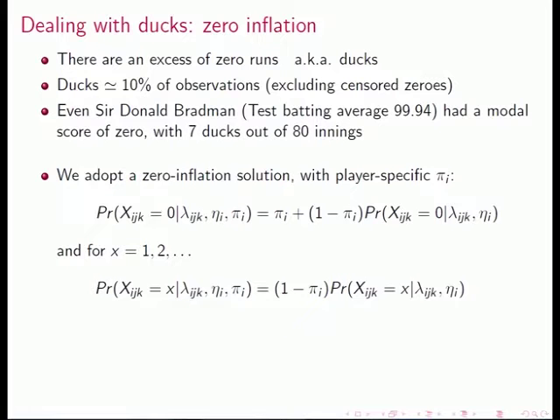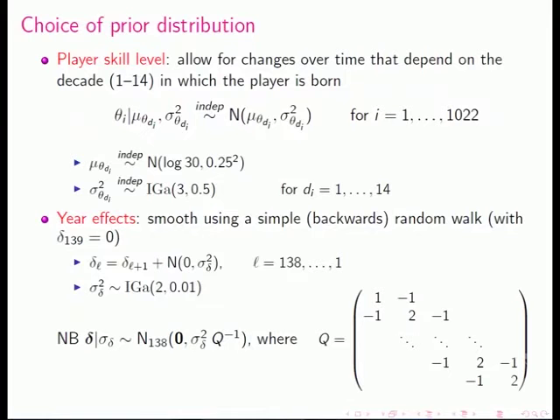And we're going to allow that to be player specific because different people have different propensities to get ducks. So it might be, for example, that there is a probability of 0 in the negative binomial, but there's a boost on that for each player. And we'll see the effect as to how different this is for different players as well.